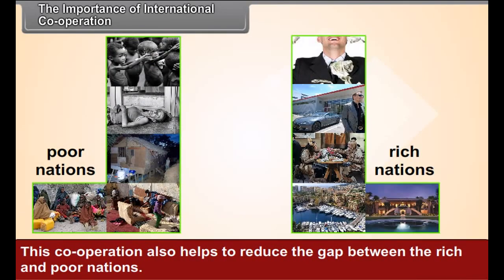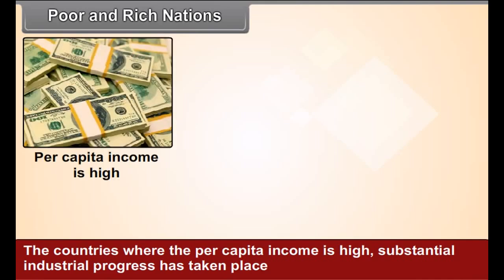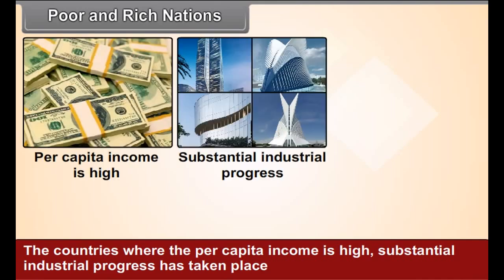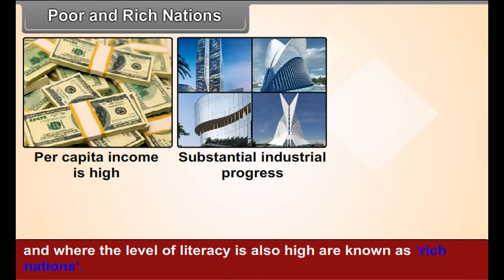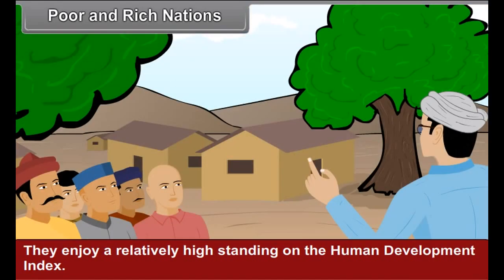This cooperation also helps to reduce the gap between the rich and poor nations. Globalization has given a boost to international cooperation and increased its scope. Poor and rich nations. The countries where the per capita income is high, substantial industrial progress has taken place, and where the level of literacy is also high, are known as rich nations. They enjoy a relatively high standing on the Human Development Index.